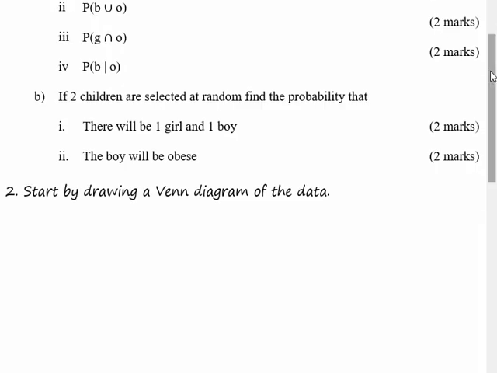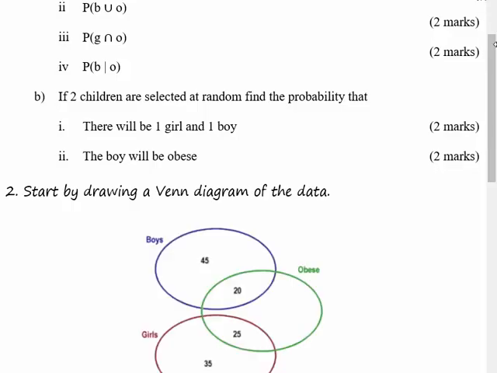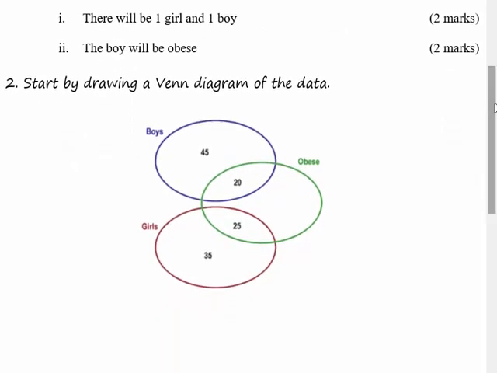The areas containing boys and girls don't need to intersect, but the areas containing obese children do need to intersect both the boys and girls sections. So there's our Venn diagram. We've got boys who are obese, girls, and girls who are obese.